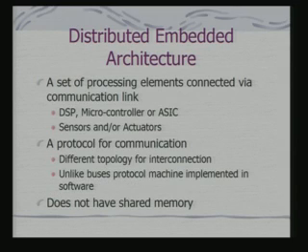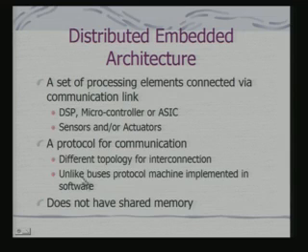So, what kind of architectures do you expect for distributed embedded systems? Obviously, a set of processing elements would be connected via a communication link. These processing elements may be a DSP, a microcontroller or an ASIC, and it can even be an ASIP. Also, there would be sensors and/or actuators. All these would communicate based on a communication protocol, and there would be different topologies with which these elements can be connected.